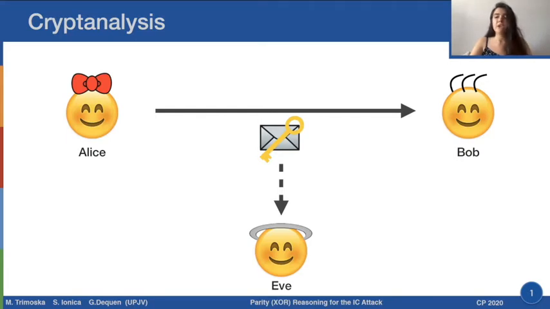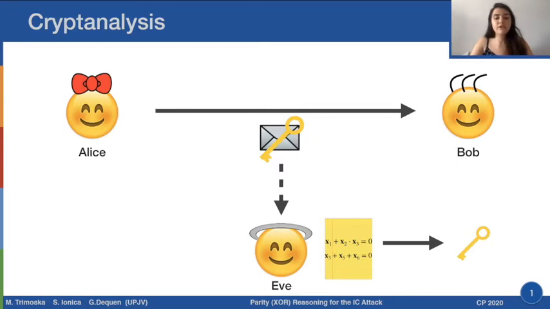So in this case, let's take, for example, algebraic cryptanalysis, where Eve is transforming the problem of finding the secret key into a polynomial system. And then she's solving the polynomial system and she finds the secret key. So this is the process of cryptanalysis.